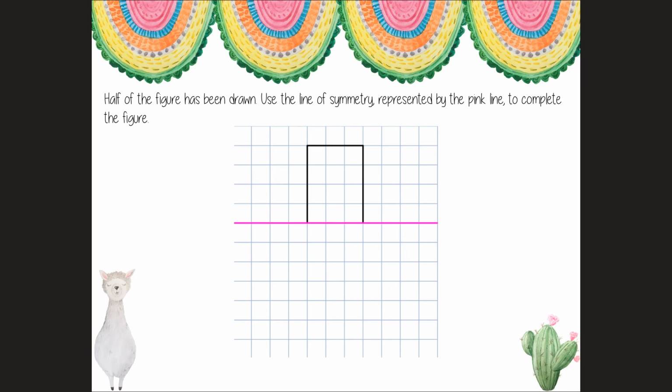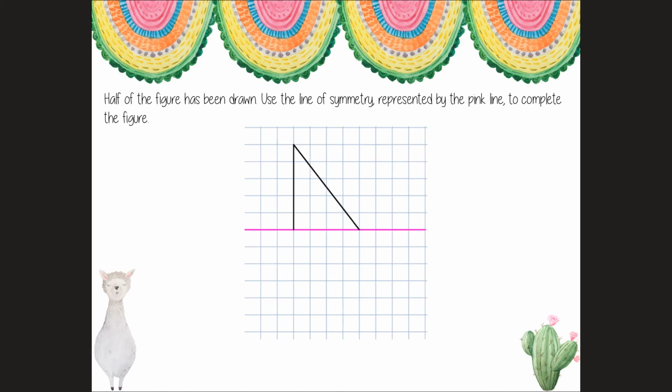We can see that we have half of a rectangle. We have a half side length of 1, 2, 3, 4, and a width of 1, 2, 3. In order to finish our shape, we need to match that across the line of symmetry. We completed our shape by drawing one side length across the line of 1, 2, 3, 4 units and a width of 1, 2, 3 units, and the last side of 4 units as well.